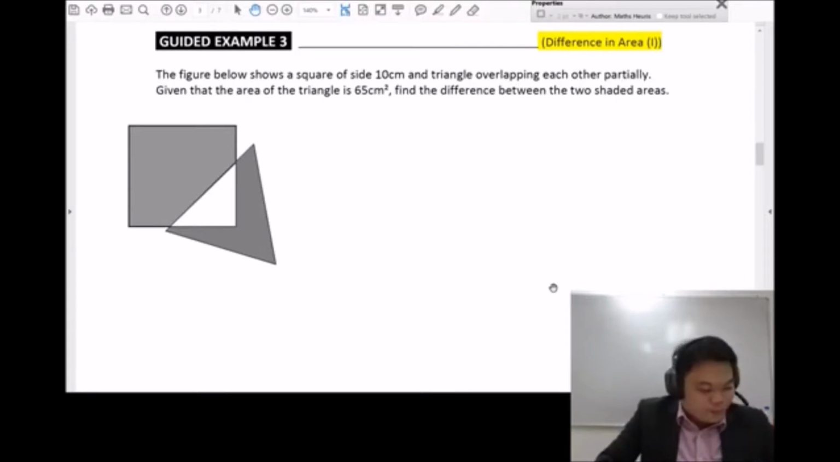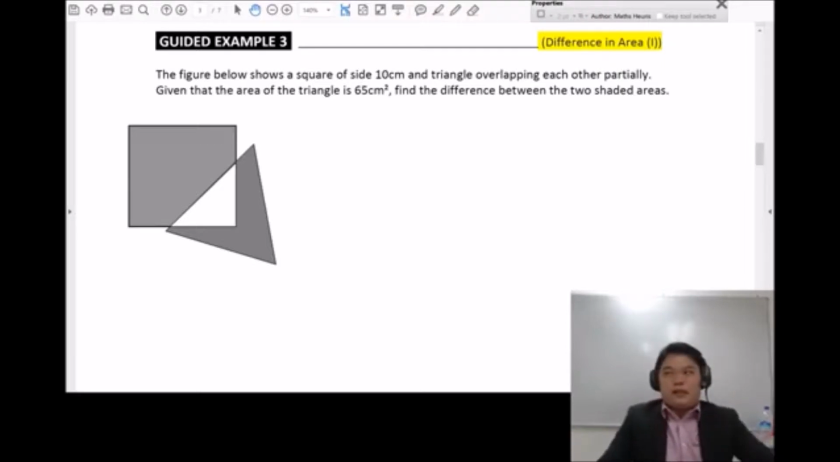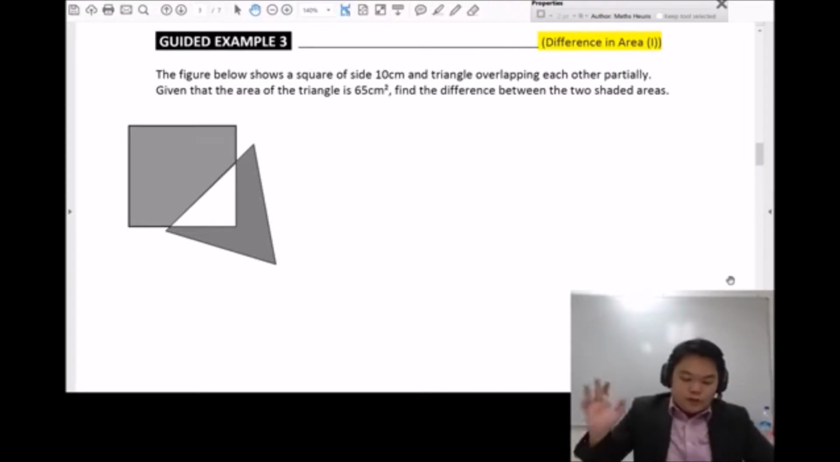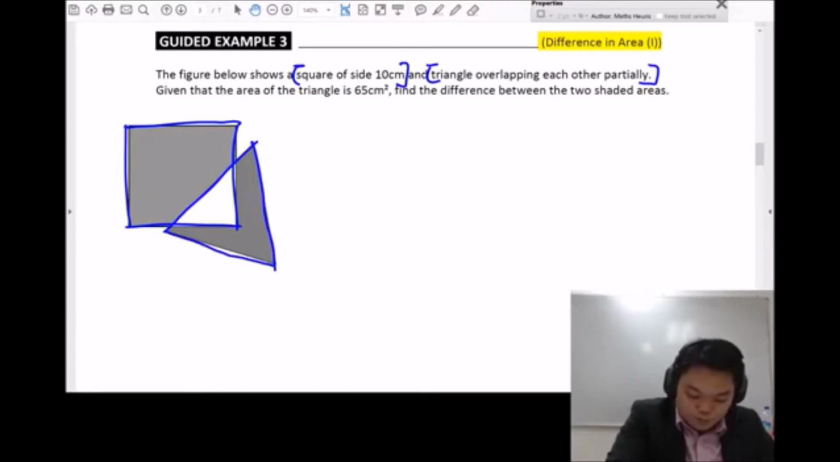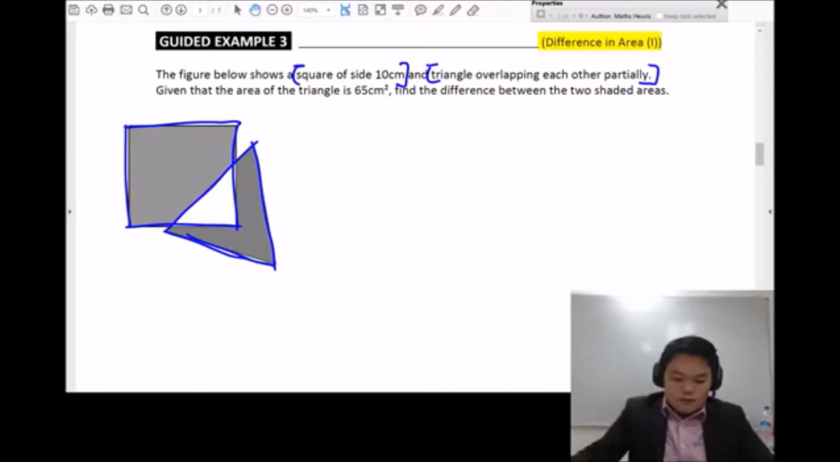Then on to example 3, the difference in the area. Problems like these have also been popping up quite recently, but quite sporadically, I would say. Now, when you first see this problem, the figure below shows a square of side 10 cm. So obviously this one would have to be the square. And triangle overlapping each other partially. So this is the triangle that they are referring to. Given that the area of the triangle is 65 cm squared, find the difference between the two shaded areas.